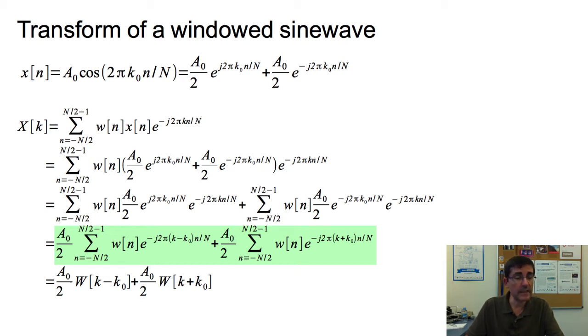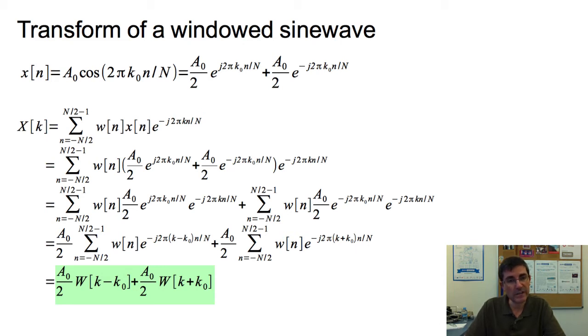So basically at the end here we see that the result is the spectrum of the window, of course frequency shifted by the frequency of the input signal, and multiplied by half of the amplitude of the input signal, plus of course the other window at the other complex exponential frequency. One is the minus frequency and the other is the plus frequency. So this will be the result of this cosine, which is basically the transform of the window shifted to the frequency of the input signal and multiplied by the amplitude of the input signal.